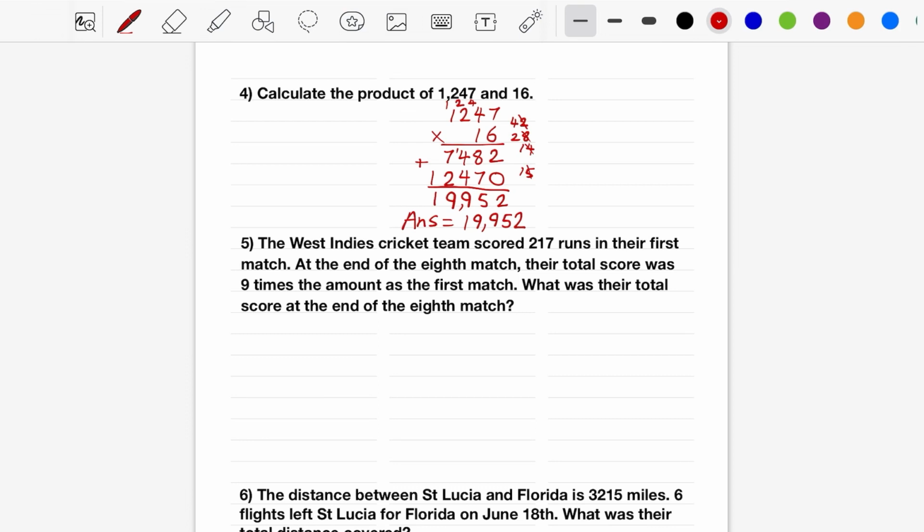When you are finished attempting number 5 and 6, you can unpause the video and take a look at the solution. Remember to make the necessary corrections if you have any.